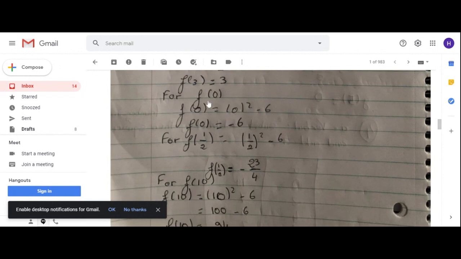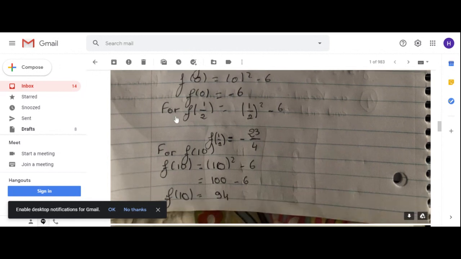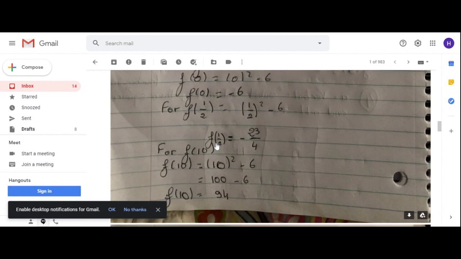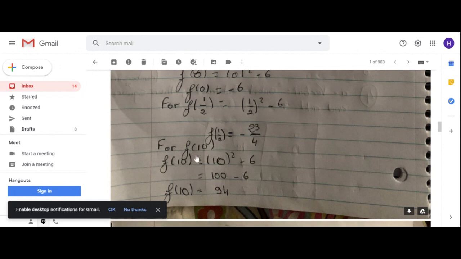So f of 0. Wherever I see x, I'm gonna replace it by 0. So 0 squared is gonna be 0, and then minus 6. So f of 0 is gonna be -6. That's the final answer. And then it's f of 1/2. So I'm gonna square 1/2 minus 6, and the final answer is gonna be -23/4. And then it's f of 10. Gonna square it. 10 squared is gonna be 100, minus 6, and f of 10 is 94.